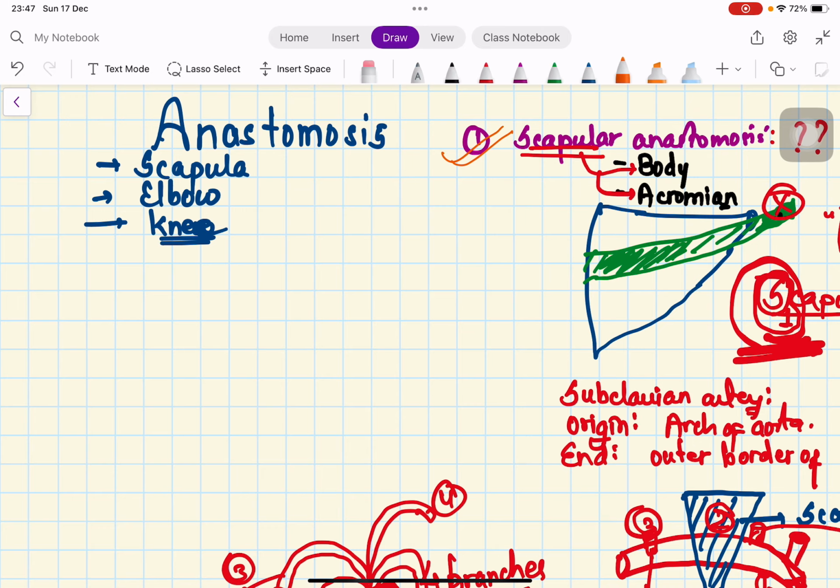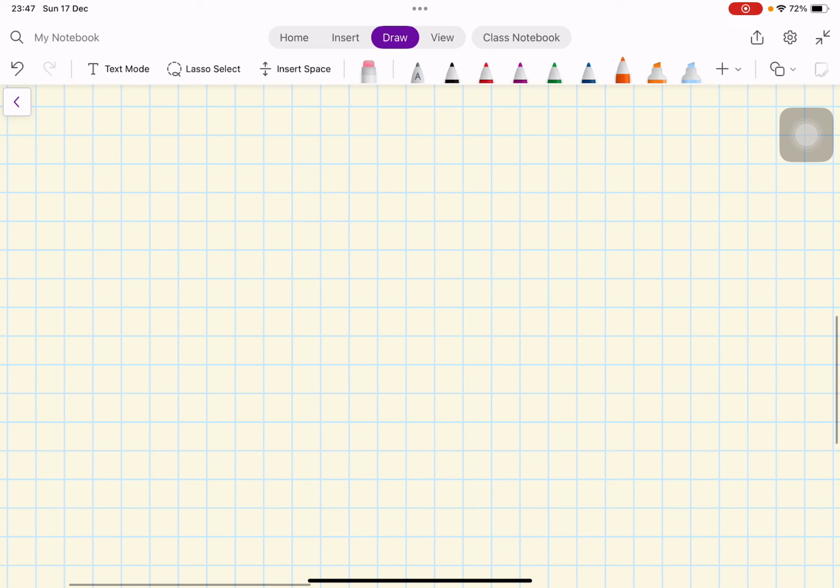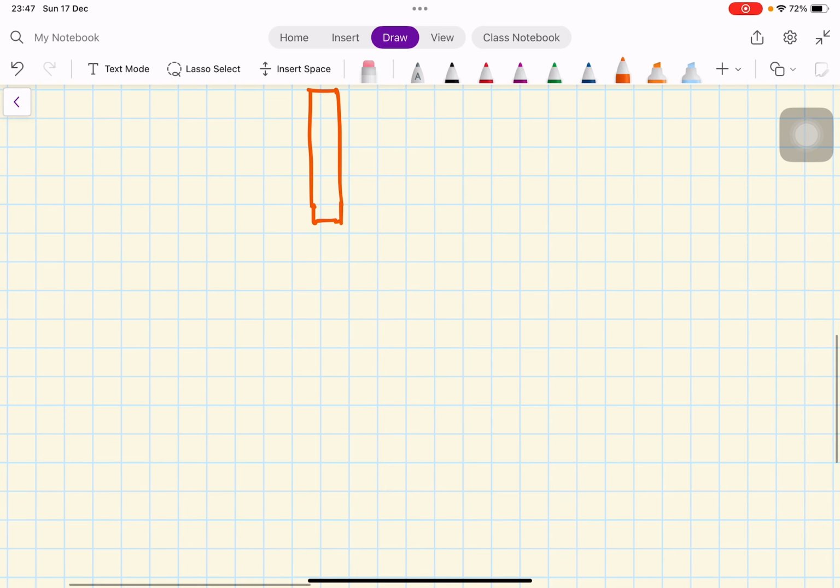Now let's look at the elbow anastomosis. Okay, I'm definitely going to demotivate you by making you see my drawing. What is this? I know how to draw, okay, but I'm not drawing. What is this? It is a humerus.